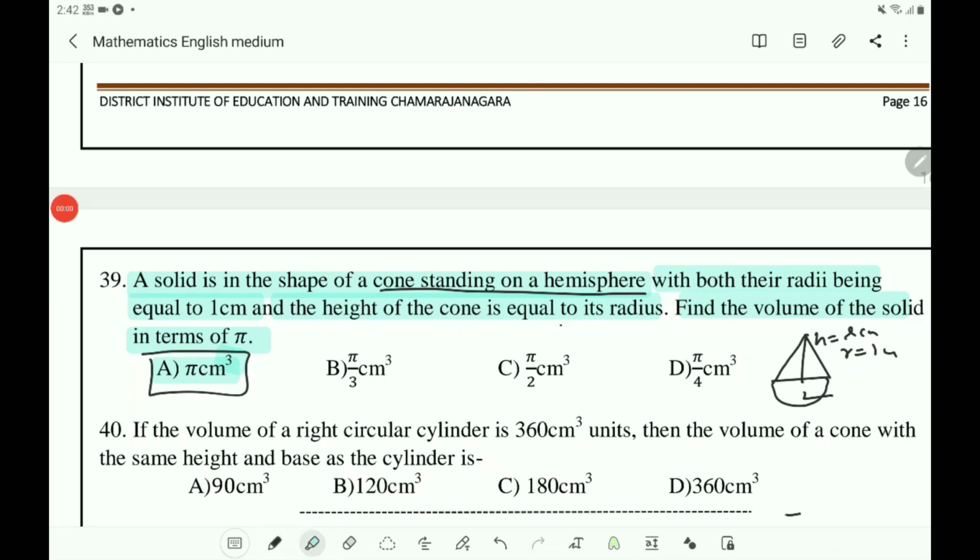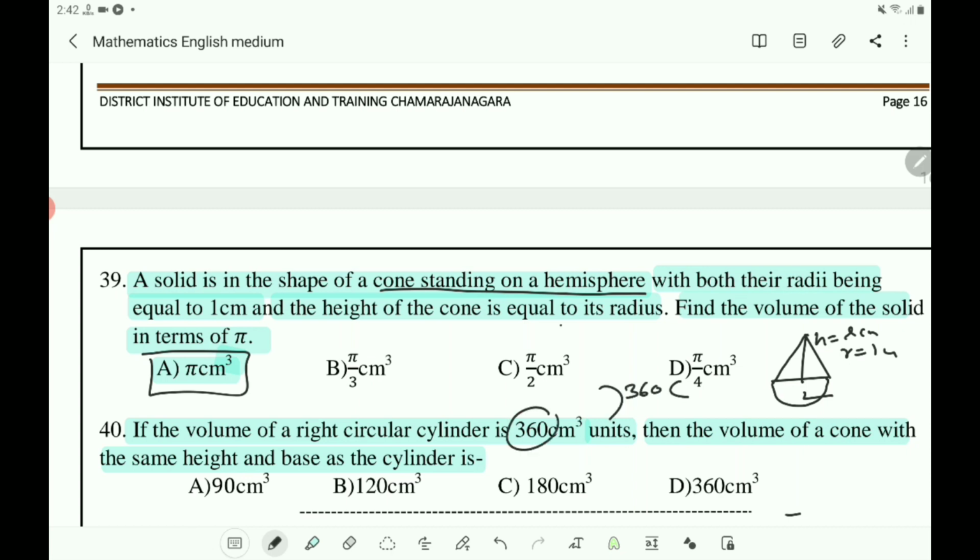Next, now the last question, question number 40. If the volume of a right circular cylinder is 360 cm cube, then the volume of a cone with the same height and base as the cylinder is. Here the volume of the right circular cylinder is given, that is 360 cm cube. You know the relation between the volume of the right circular cylinder and the cone with the same base and same height. The volume of the cone is 1 by 3 part of the volume of the cylinder. So you divide it by 3.